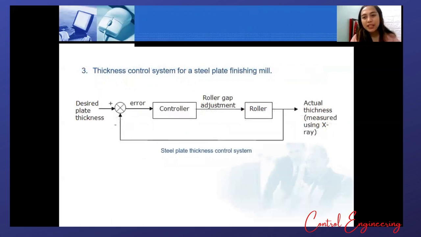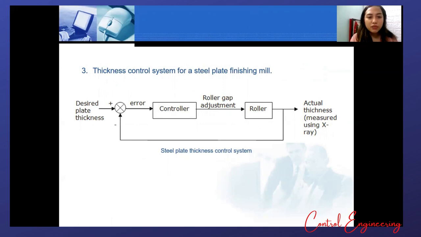Okay, another sample natin dito sa control system, yung thickness control system for a steel plate finishing mill. Okay, yung meron tayong desired plate thickness. So, pag sinabi natin input, this is just the desired. Ito yung kailangan or ito yung iniisip natin or ito yung dinidesire natin. Ito yung gusto nating makuha.